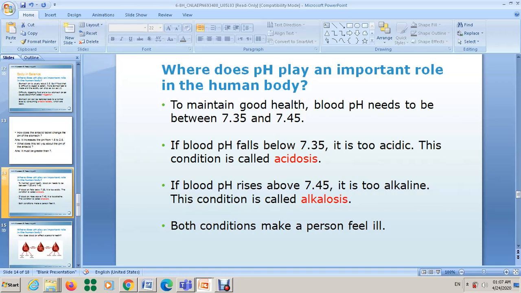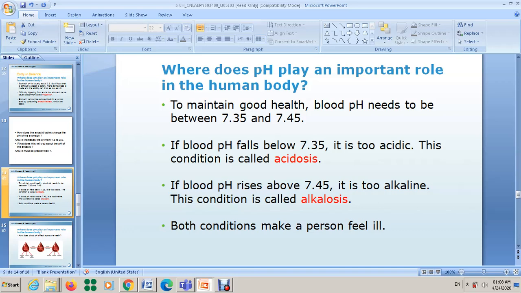This will cause a condition called acidosis. What about if the pH is more than 7.45? This condition is called what? Alkalosis. But these two conditions are not good. They are bad for our body. That's why our body always keeps homeostasis, keeps the pH constant.